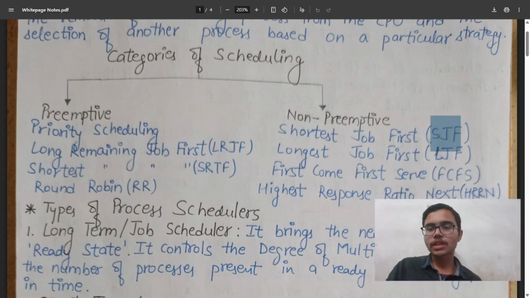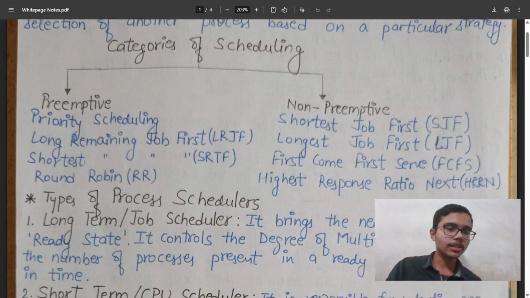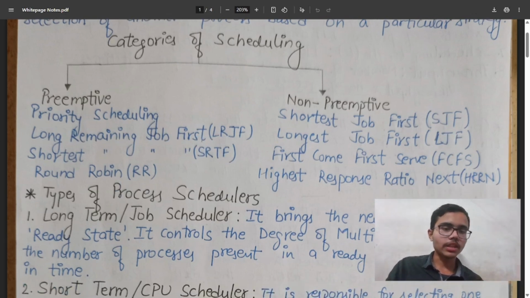Or the length of the name is short, like SJF, LJF, these are the non-preemptive algorithms. You can remember this, or you can make your own trick too. I personally use this.